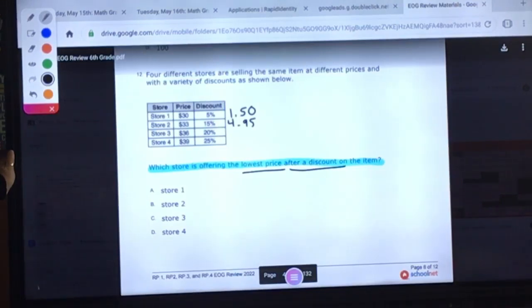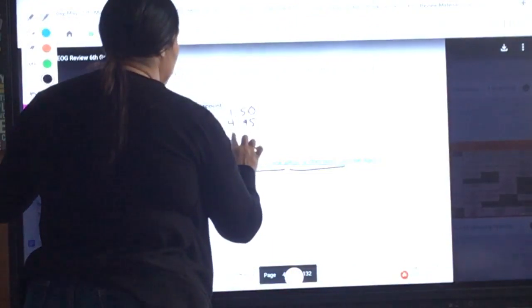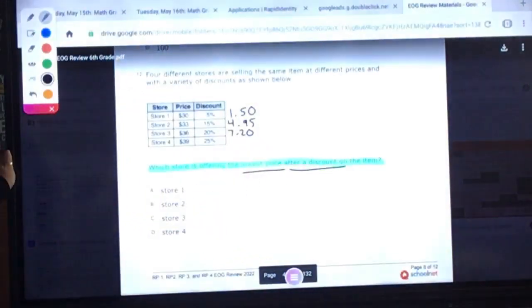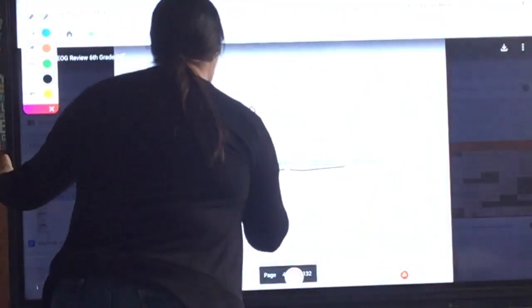$36 times 20%. William. I got 7.2. All right, so $7.20. And then the last one, $39 times 25%. Okay. So $9.75.